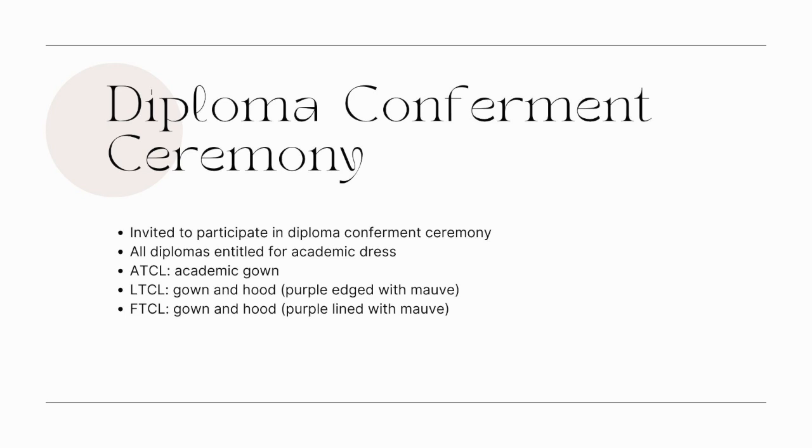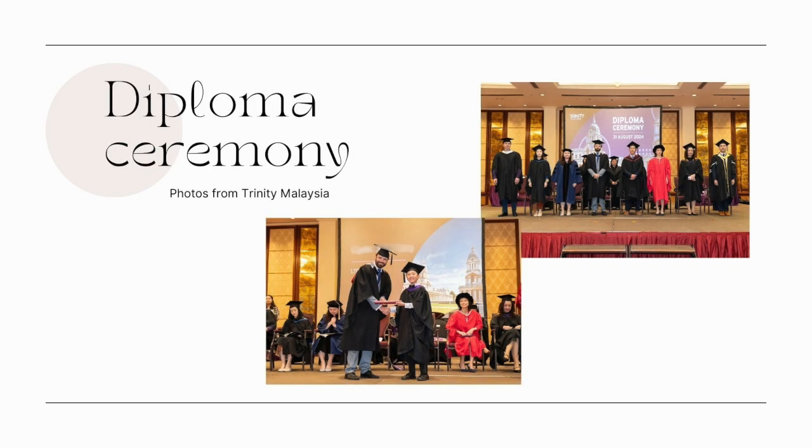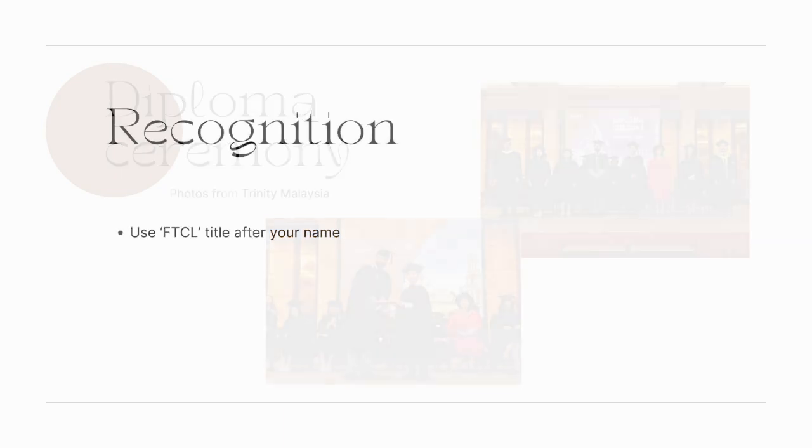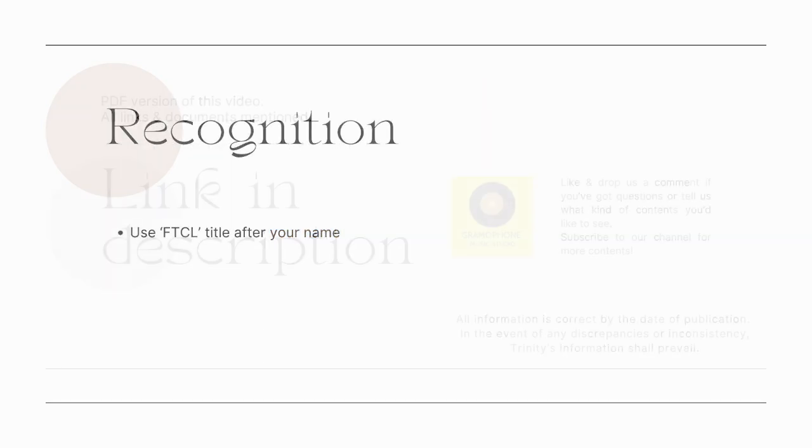All diplomas are entitled to academic dress: for ATCL, an academic gown; for LTCL, a gown and hood, purple edged with mauve; and for FTCL, a gown and hood, purple lined with mauve. And here are some photos from the diploma ceremony. Credits to Trinity Malaysia for these photos. For recognition, you may use the FTCL title after your name.